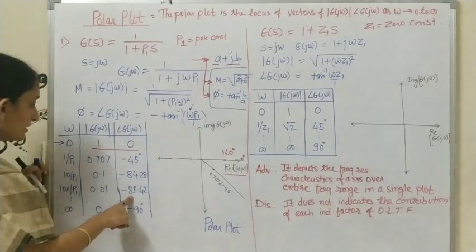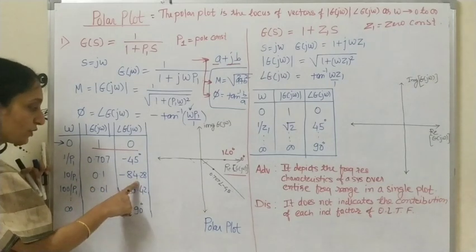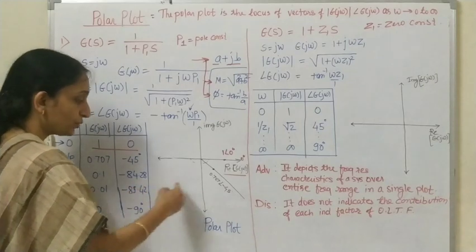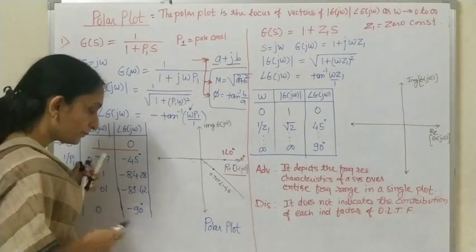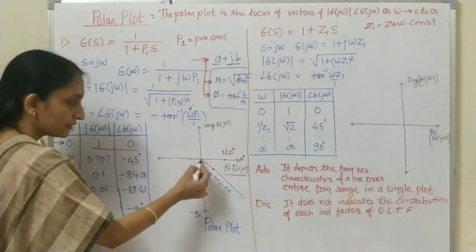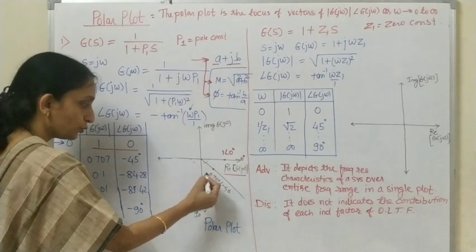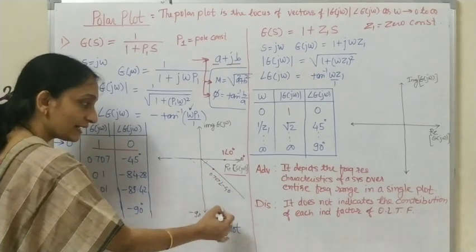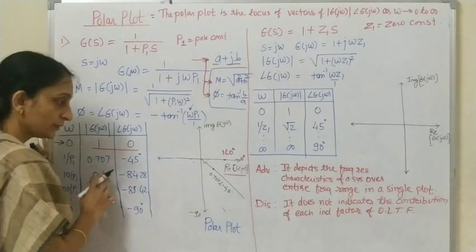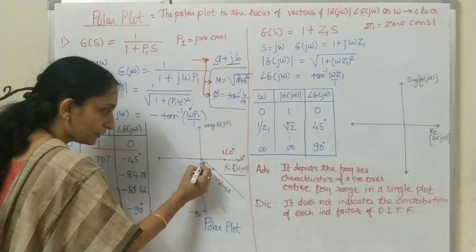Now next, actually 0.1 is also there. For that you have to show the angle line of minus 84.28, close to minus 90 degree. So this line is actually minus 90 degree. When I put the protractor here, I may get 84.28 here. On that line I will just show 0.1 magnitude, so it may be a little bit here, it may be 0.1 here.